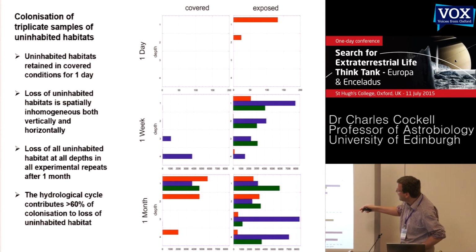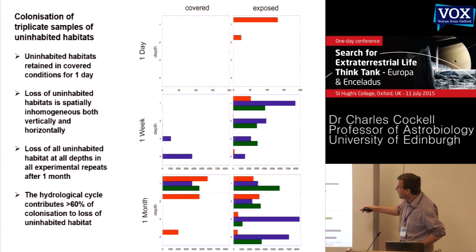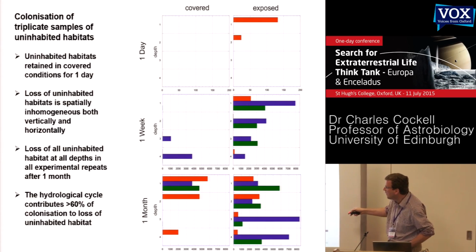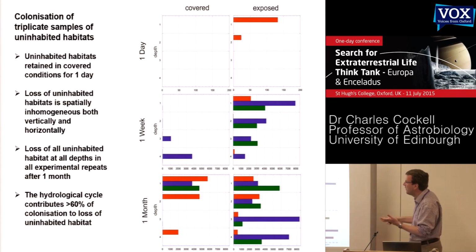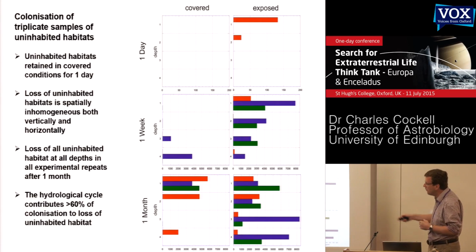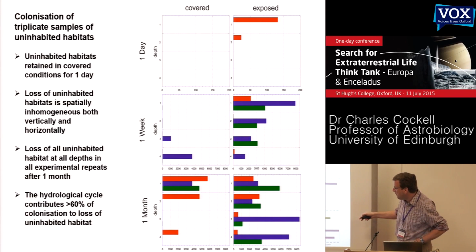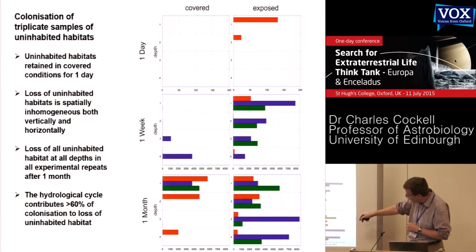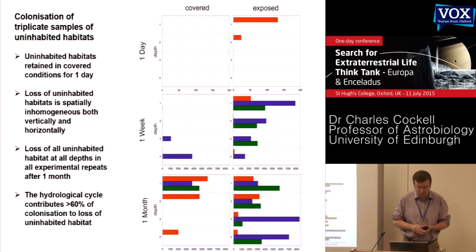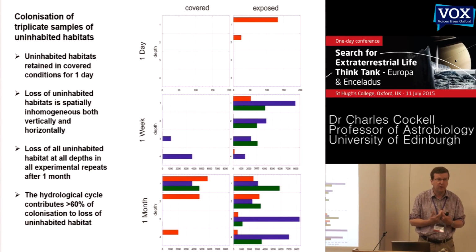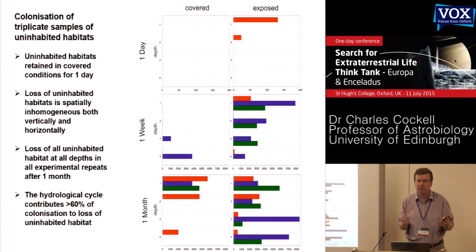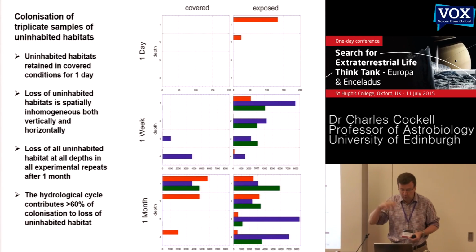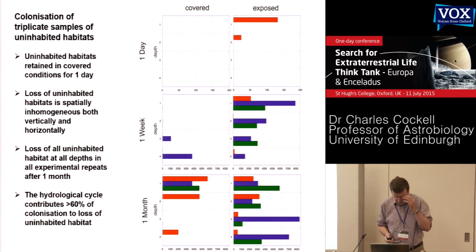Uninhabited habitats retained in covered conditions for 1 day. Loss of uninhabited habitats is spatially inhomogeneous, both vertically and horizontally. That's perhaps not surprising, given what we'd expect about microbial distribution in the atmosphere. Loss of all uninhabited habitats at all depths in all experiment repeats after 1 month in the exposed samples. And if you do the stats on this, you find that the hydrological cycle, at least in this experiment, contributes about 60% of the colonization of the uninhabited habitats. The other 40% is caused just by microbes drifting around in the atmosphere in the wind. 60% caused by rain events on the surface of those rocks.